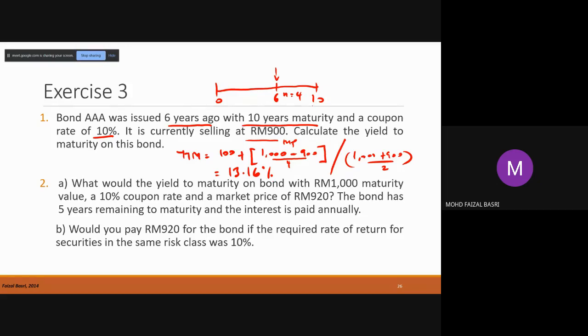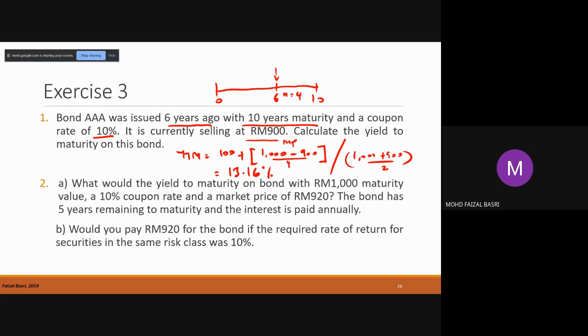Meaning if we buy the bond now at 900 ringgit and we keep it until maturity, the level of returns for us would be around 13.16%. So it is slightly higher than the 10% coupon. So that's YTM. For number 2, you try on your own later. So that's how we solve YTM.